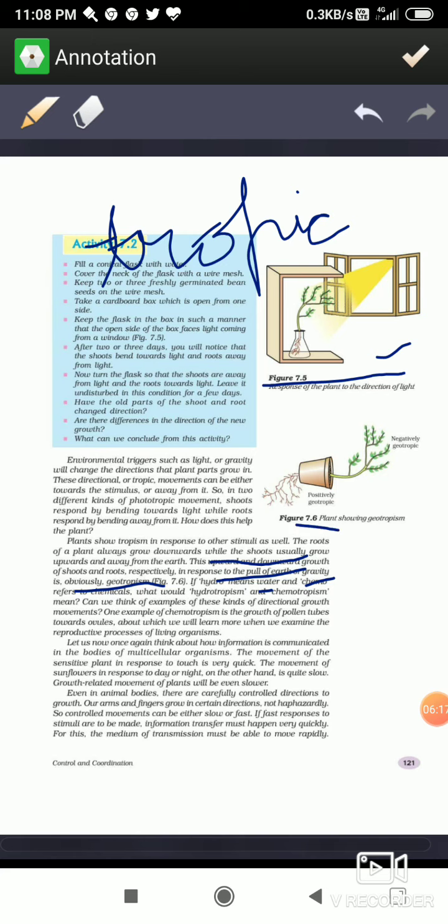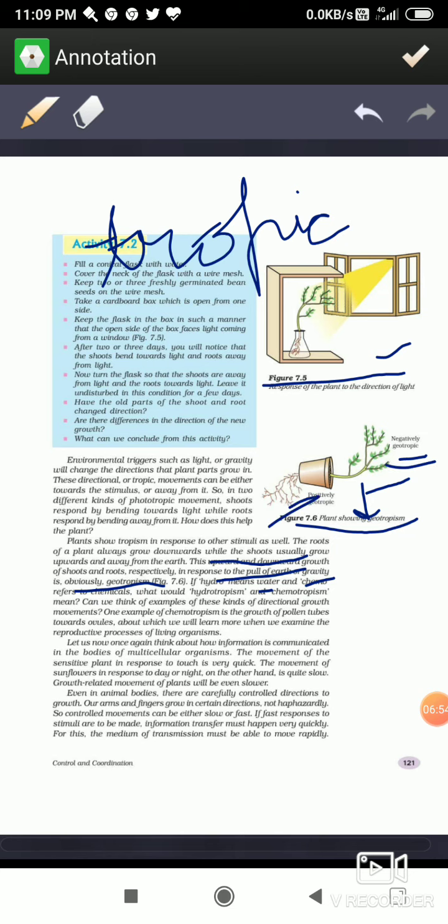Now look at figure 7.6. This plant is showing geotropism. Now you can look at here. There is again a potted plant. It is lying down. So you can see here clearly the shoots. They are negatively geotropic. That means they are growing upwards. They are growing opposite to the gravity. So downwards will be the force of gravity. As the shoots are going upwards, that means they are going opposite to the force of gravity. So we will call it negatively geotropic.